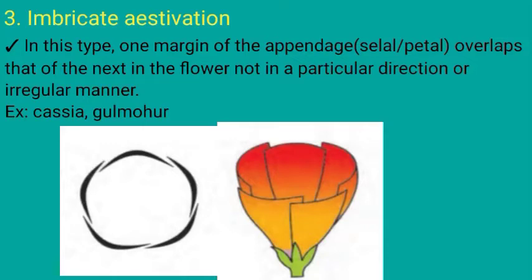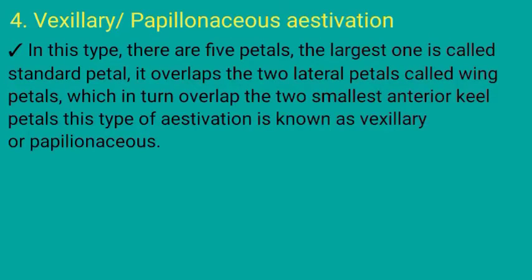The next one, imbricate aestivation. In this type, one margin of the appendage, either sepal or petal, overlaps that of the next in the flower, not in a particular direction, which means in an irregular manner. Example, cassia and gulmohar. Let's see the diagrammatic representation. Sepal or petal margins or ends overlap each other but not in a particular direction. Those appear in an irregular manner. See the diagram carefully.